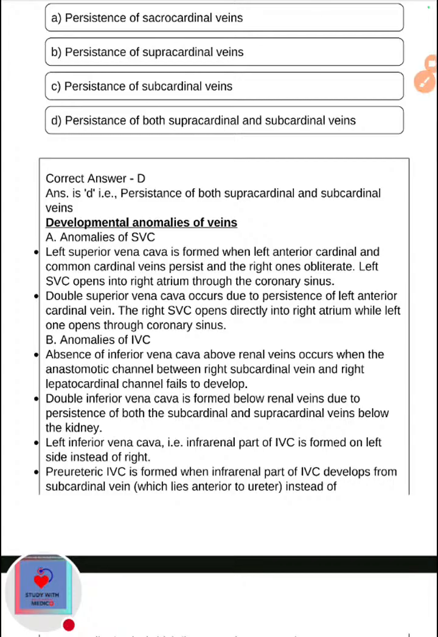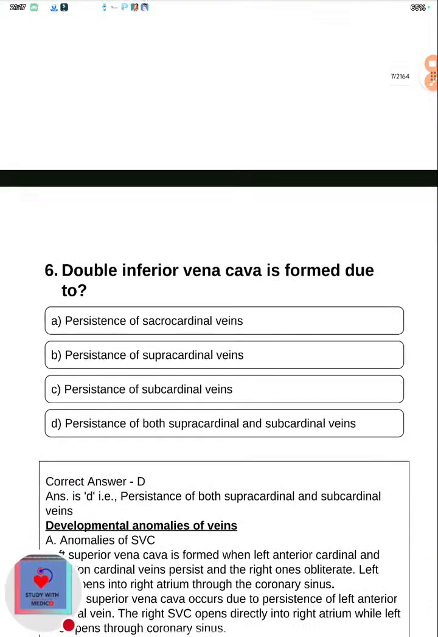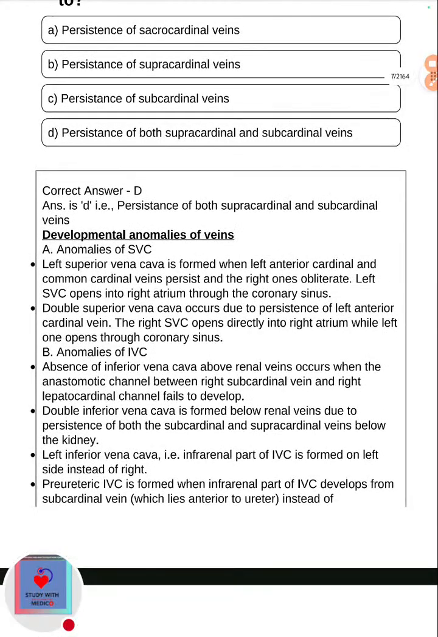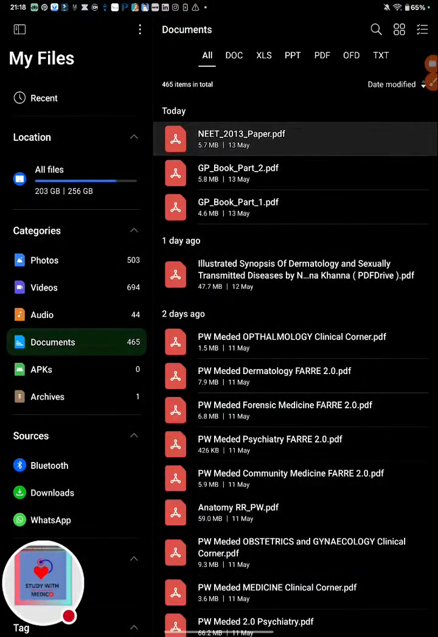Developmental anomalies of the SVC: the left superior vena cava is formed when the left anterior cardinal and common cardinal veins persist and the right ones obliterate. The left superior vena cava opens into the right atrium via the coronary sinus. Double superior vena cava occurs due to persistence of the left anterior cardinal veins. But here the answer is due to persistence of both supracardinal and subcardinal veins, in which case a double IVC is formed.